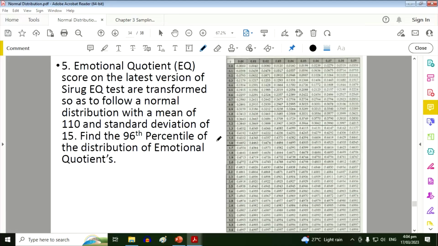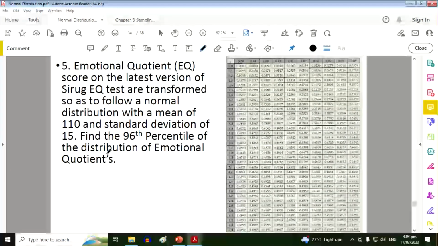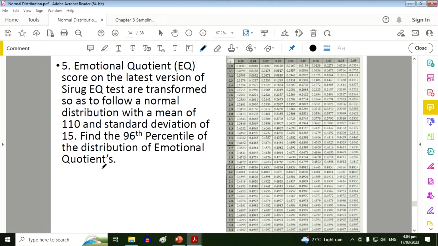Okay, let's go now to problem solving. Emotional quotient or EQ scores on the latest version of the EQ test are performed so as to follow a normal distribution with a mean of 110 and a standard deviation of 15. Find the 96th percentile of the distribution of the emotional quotients. So this time, after we find the corresponding Z score of the 96th percentile, we can now convert it back to X because we're given a mean and a standard deviation.